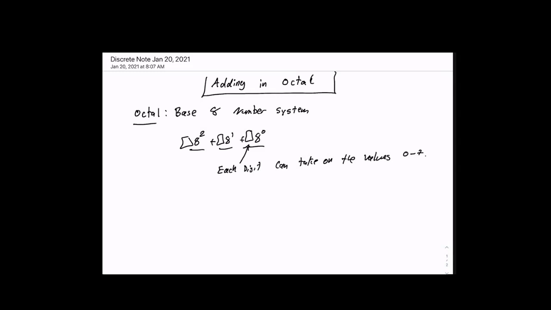You won't see 8 or 9 in octal because remember, 0 is one of the digits itself. So if you go to 7, 7 plus 0, the number 0, 1 through 7, and then 0, that is 8 digits in octal.